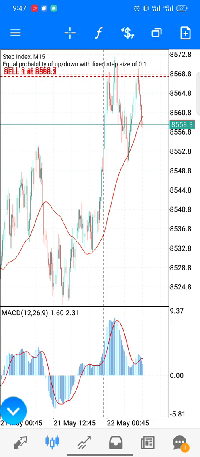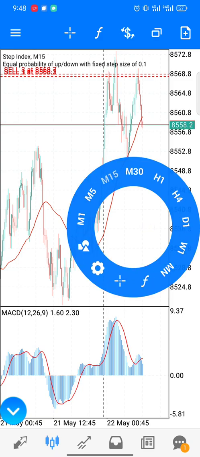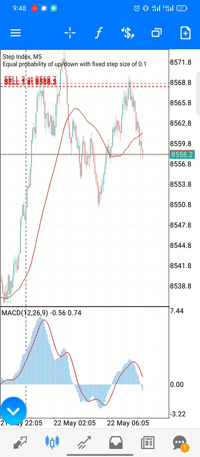Look at it from the indicators right now. The moving average from the 15-minute time frame is crossing below the chart. The 5-minute time frame has already crossed above the chart for a sell, and MACD is below the zero level. So this is a very good time to place a sell for Step Index. We can see the trader confirmed that it's going to go short.